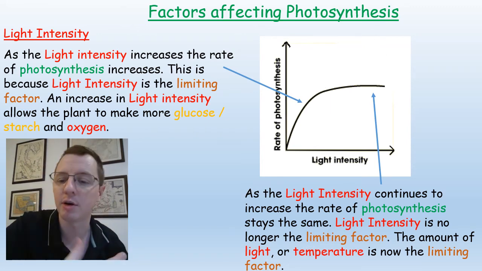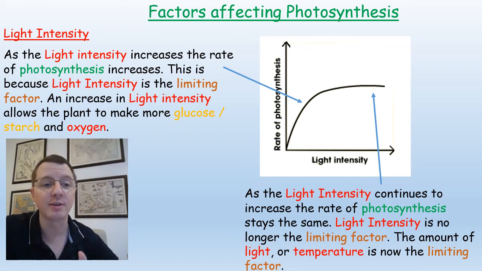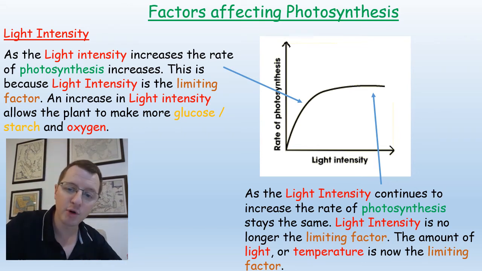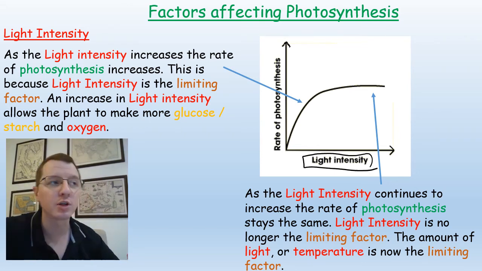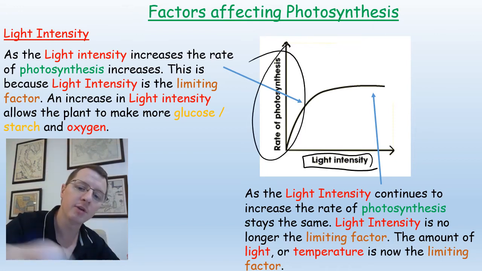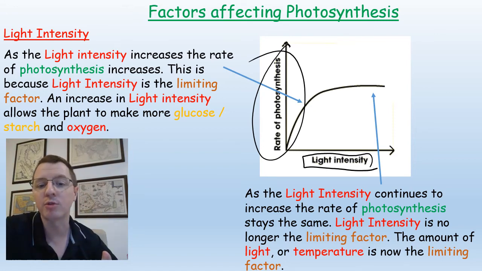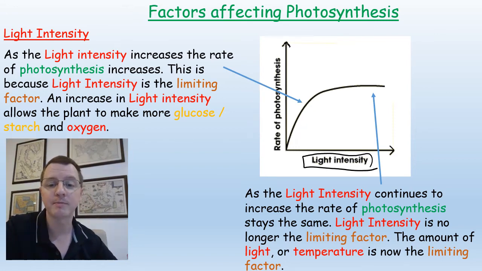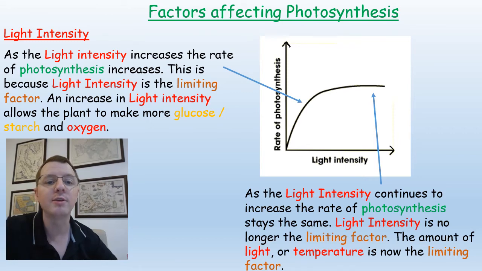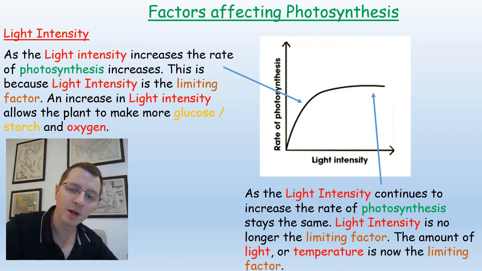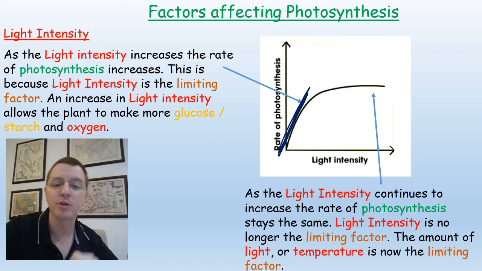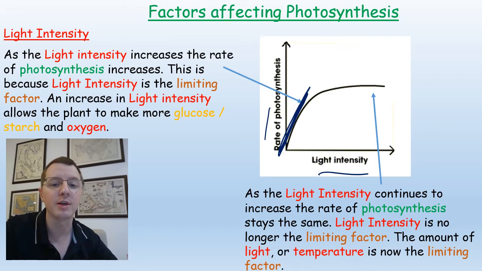So let's look at this graph when we've changed the light intensity. First of all, we check at the bottom that we have the correct labelled axes, that the independent variable has gone on the bottom, and that our dependent variable, the thing we're measuring, the rate of photosynthesis, has gone on the side. So as the light intensity increases, the rate of photosynthesis increases. And we can see that clearly in this first section. As light intensity increases, the rate of photosynthesis increases.